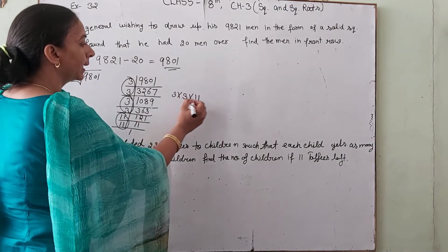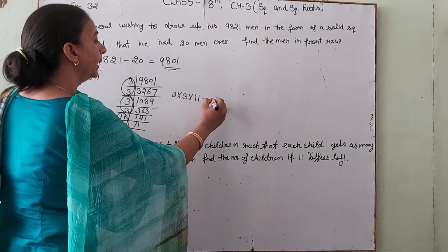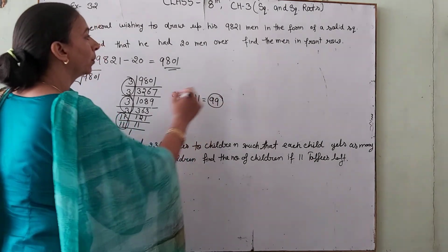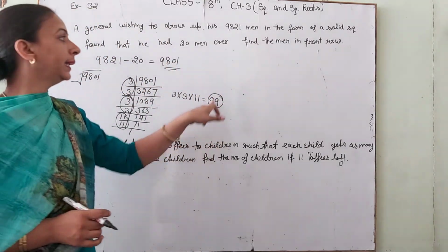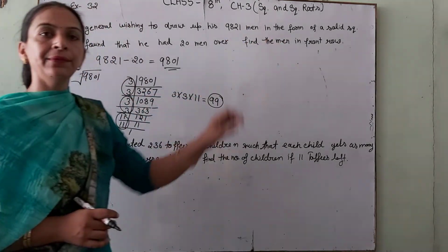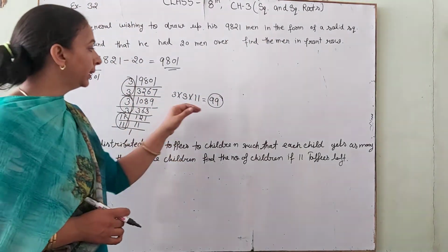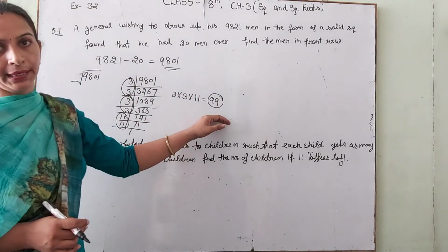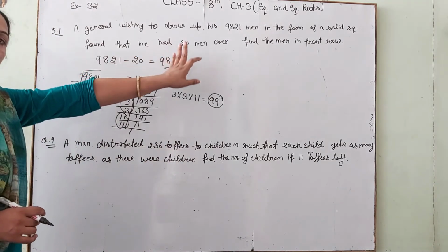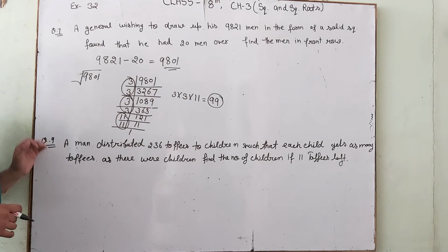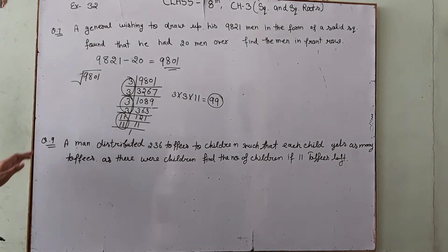3 3s are 9, and 9 multiplied by 11 is 99. So in the front row there are a total of 99 men. In every row and every column there are 99 men. First we subtract the over men. Next is the same question, and the 8th question is the same as it is.